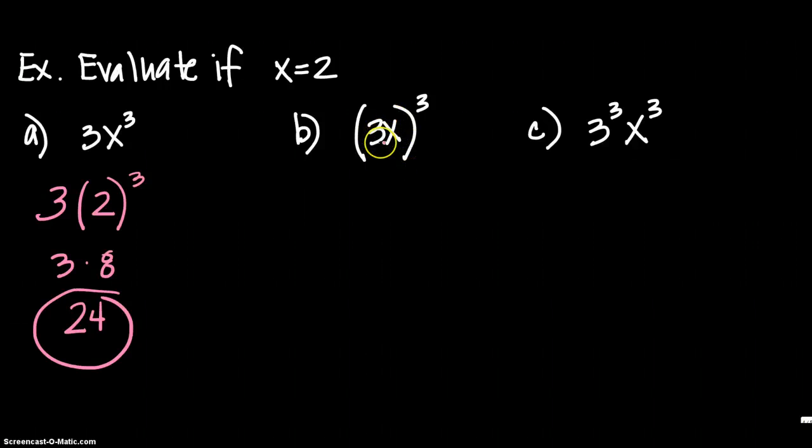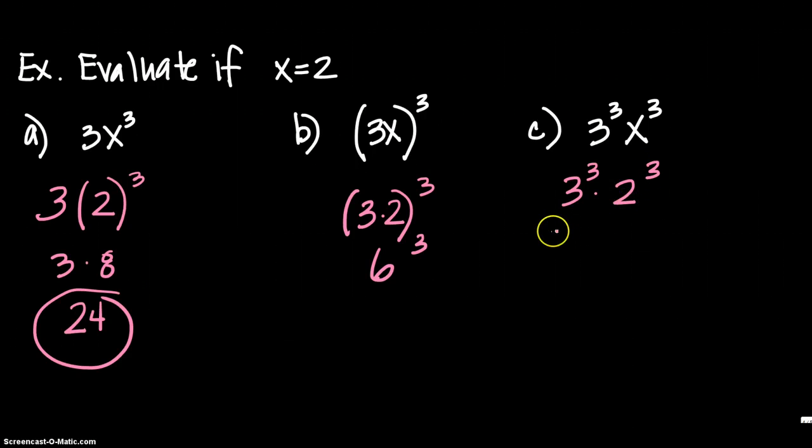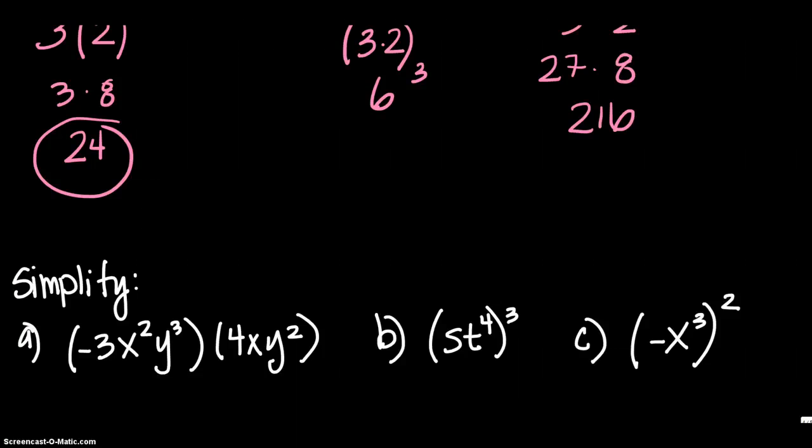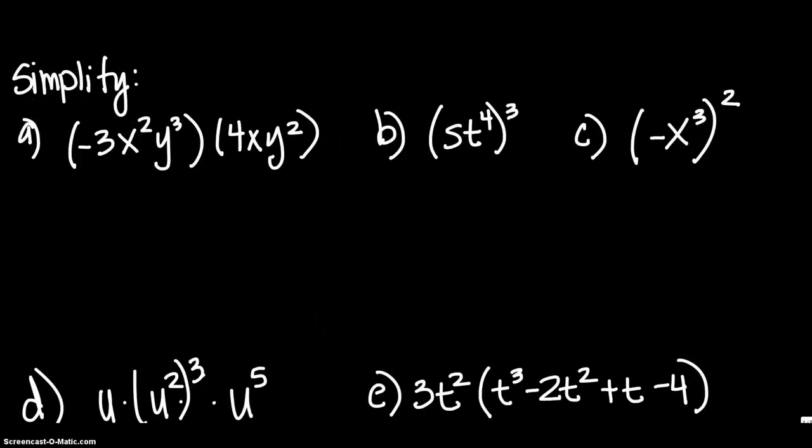Next, we have the parentheses around the 3 and the x, meaning we have to do 3 times 2 first and then cube it. So this is 6 cubed. I don't know what that is at the moment, but 6 cubed, whatever it is. Okay, 3 cubed times x cubed, meaning 2 cubed. So this is 27 times 8, which is 216. Okay. All right. Moving on.